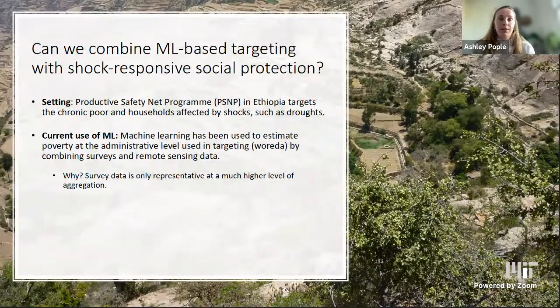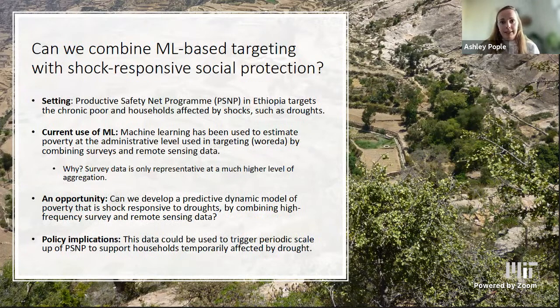The second application is to take this to social protection systems. For example, the Productive Safety Net program in Ethiopia targets the chronic poor. So far, machine learning has been used to estimate poverty at the administrative level. This is done by combining surveys with remote sensing data, because surveys are often conducted at a much higher level than the admin levels being used to target. The question is, can we go further than this? Can we develop a predictive dynamic model of poverty that is shock responsive to droughts? Combining, for example, high frequency phone surveys with remote sensing data to create these dynamic poverty maps, which could then guide where the PSNP goes and targets households.